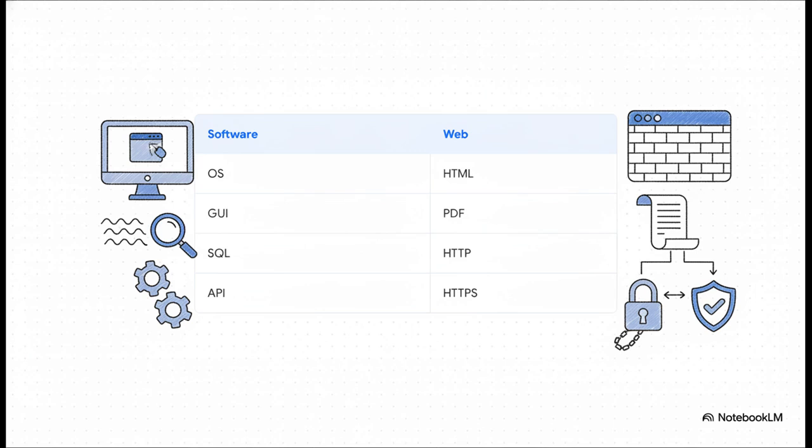On the web, HTML, hypertext markup language, is literally the code that builds websites. PDF is just a portable document format, but here is the most important one to remember. HTTP, Hypertext Transfer Protocol, versus HTTPS. See that S? It stands for secure. That is a massive security distinction. Whenever you're shopping or banking online, absolutely make sure you see that S to know your connection is safe.